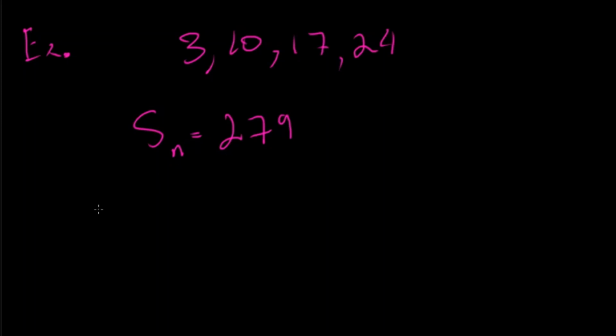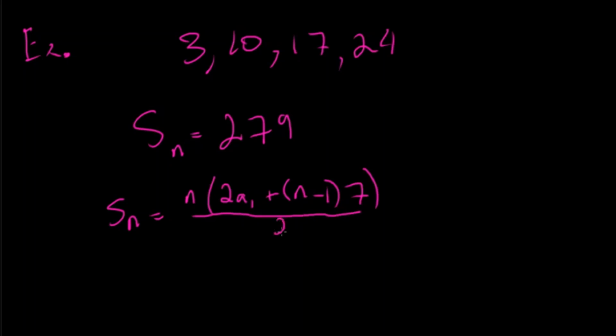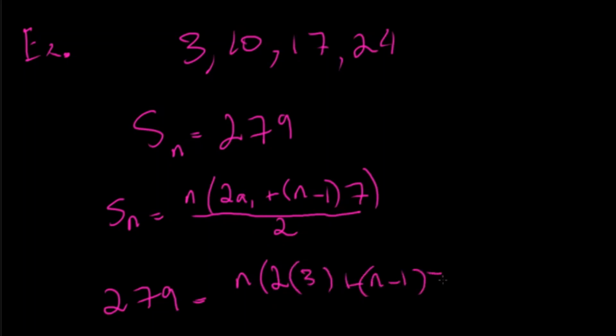All right, we want the sum to be 279, and the sum of the first n terms is going to be n times 2a1 plus n minus 1 times, what's the constant difference? 7, all divided by 2, and we want n, and we know what Sn is. It's 279. So what I need you guys to do is just solve this thing. We know what a1 is. It's 3. All right, so solve this equation for me. I'm going to go ahead and do it on the next page.